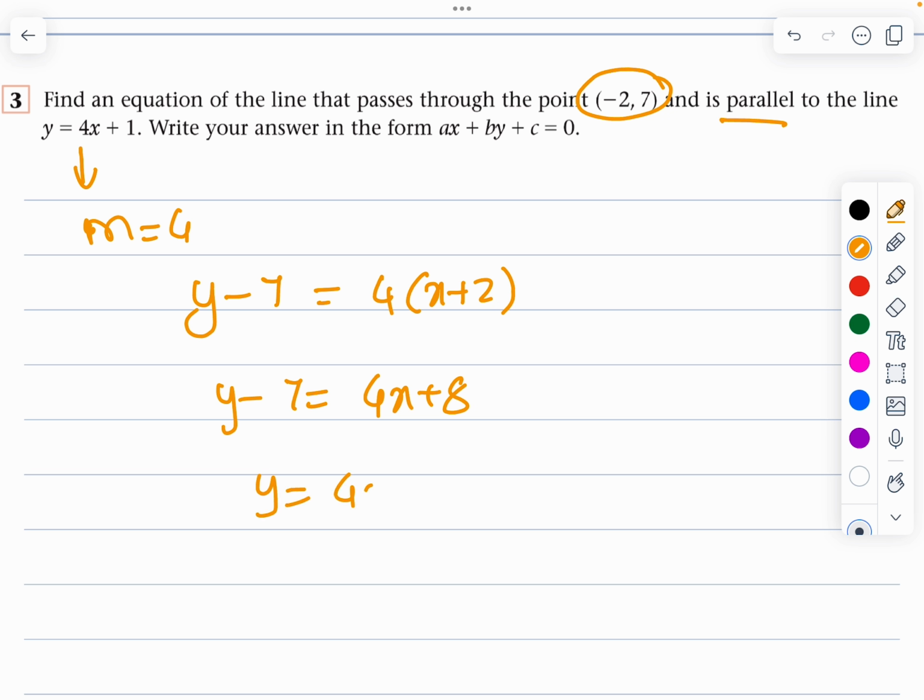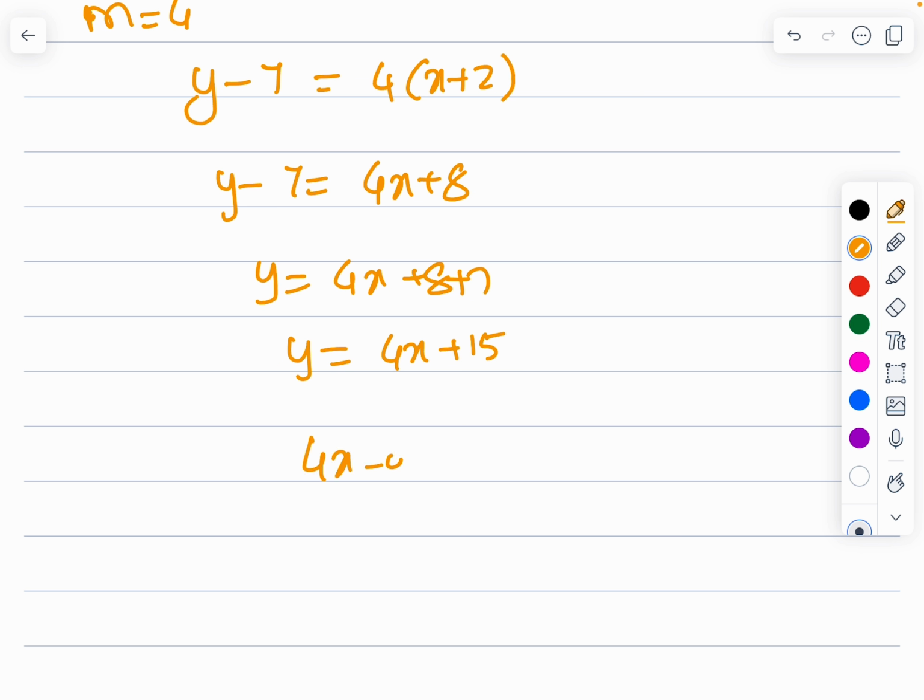So y equals 4x plus 8 plus 7. So what does that become? y equals 4x plus 15. But we need to write it in standard form. Bring the y to the other side: 4x minus y plus 15 equals 0.